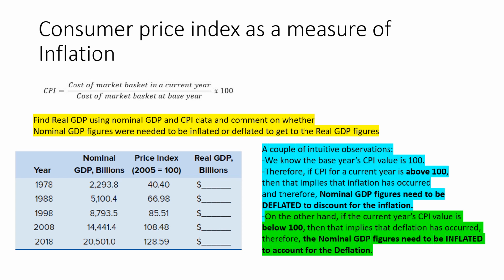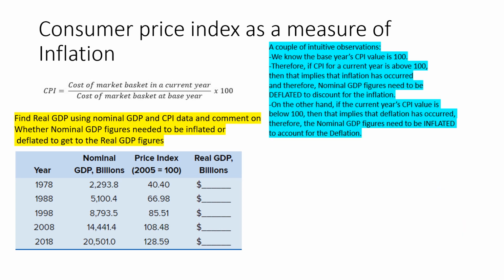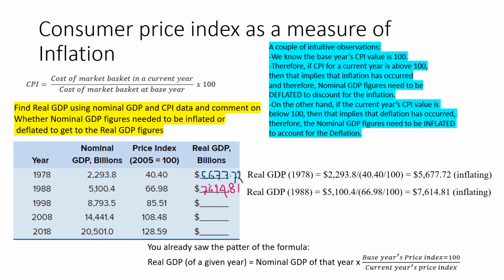So let's get to the calculation. Here, for this year, nominal GDP is 2293.80. Price index was 40.40. So that means we know there was deflation in 1978 relative to 2005. So to capture that deflation, the real GDP number should be bigger than the nominal GDP number.